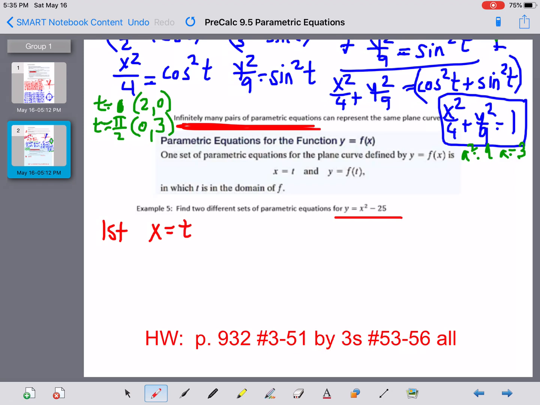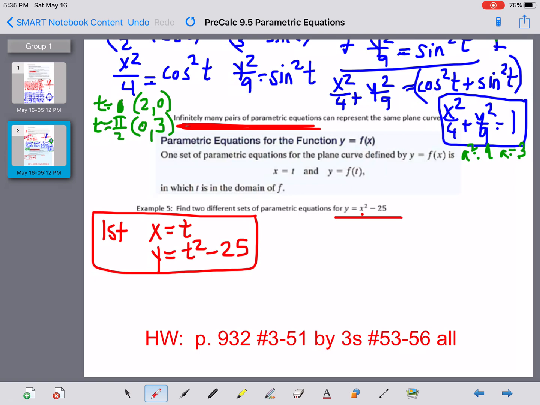So if x equals t, what does that look like for my y equation? Well, I'm going to plug in t for x. So I get y equals t squared minus 25. Done. Okay, that is my first one. That is one example. It's the easiest. Go with it if you can. Okay, but they asked me for at least two different sets. So let's do another one.